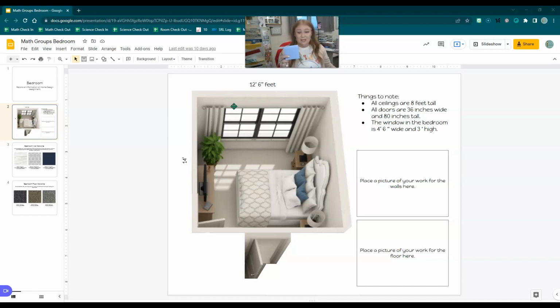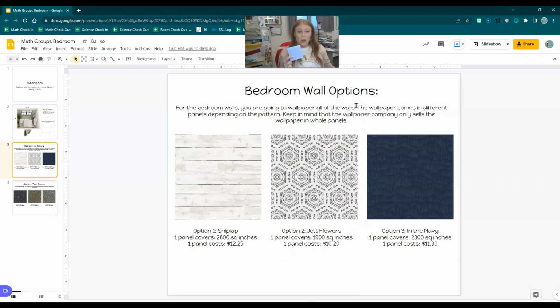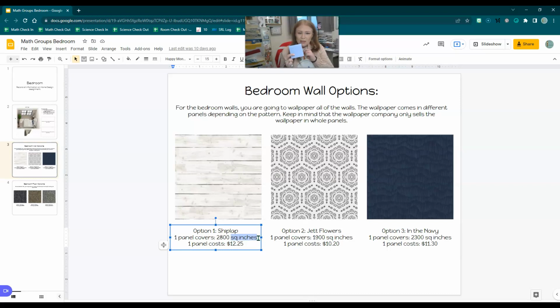So you're finding this wall, this wall, this wall, this wall. But we don't want the window, we don't want the door, we don't want the door for the walls. And then the floor is pretty easy, okay? So you can put those in feet or inches, either one, but do notice, the bedroom wall, you're going to put wallpaper on it, and they only sell it in whole panels, and it comes in inches. So probably want the walls in inches. And then you have to tell me how many panels you need and then how much it will cost.